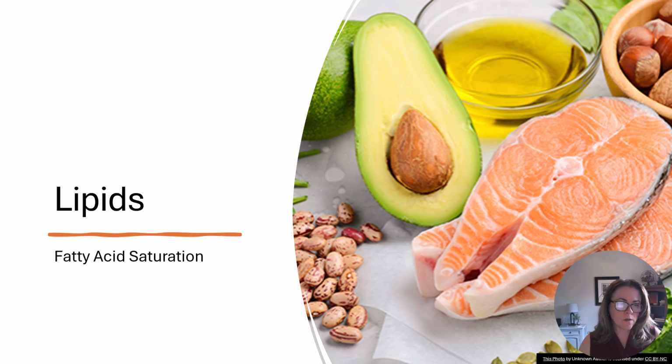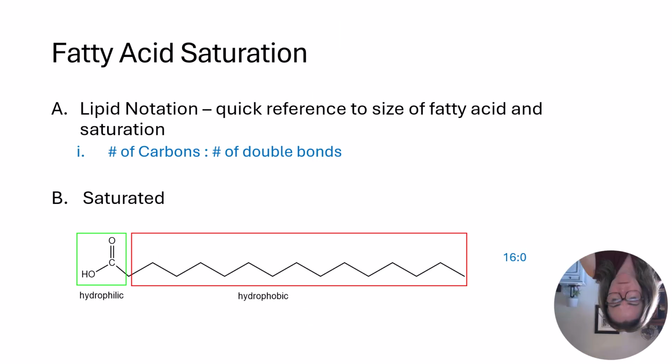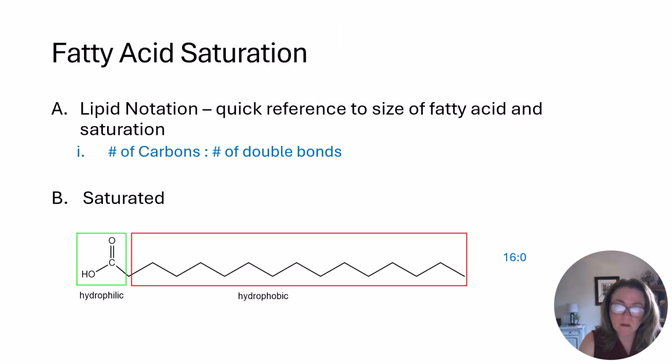All right, so next we're going to be talking about fatty acid saturation. So still talking about lipids. When we're talking about fatty acid saturation, we're really looking at, does that tail contain any double bonds? On a note here, we do have lipid notation, and that's a quick reference to the size of the fatty acid and the saturation.